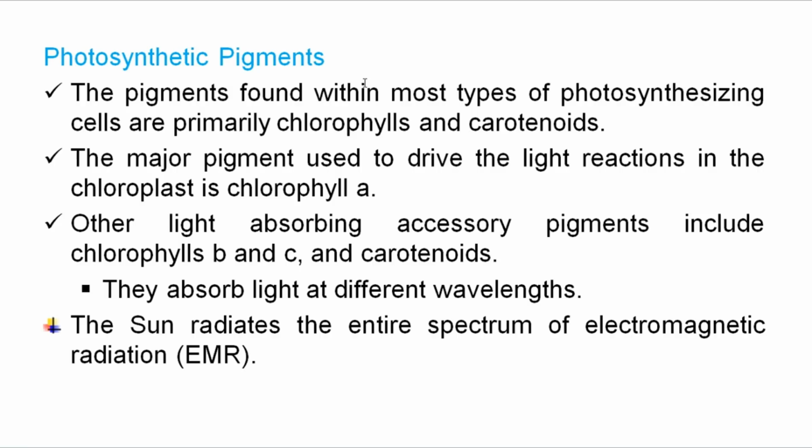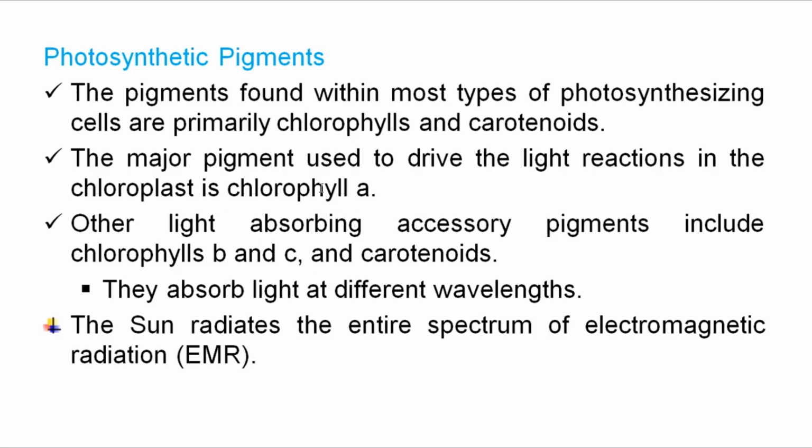Photosynthetic pigments. The pigments found within most types of photosynthetic cells are primarily what? Chlorophylls and carotenoids. So carotenoids and chlorophylls are the most important photosynthetic pigments in green plants. The major pigment used to drive the light reaction in chloroplasts is what? Chlorophyll A. Chlorophyll A is the primary pigment that drives the light reaction.